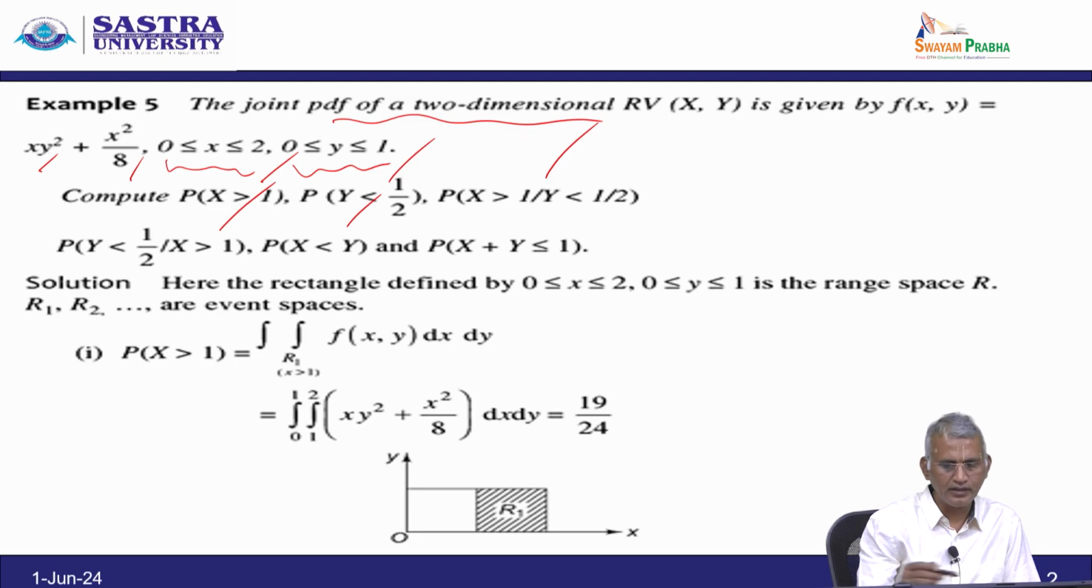Here the rectangle is defined by 0 to 2 on the x axis and 0 to 1 on the y axis. We have the values where y is less than or equal to 1, which is in the range, and 0 is less than x less than 2. Therefore, we have to use the 2-dimensional random variable, that is the double integral over R of f of x comma y dx dy. Here the function is given, f of x y is equal to xy square plus x square by 8, into dx dy, and now we integrate.